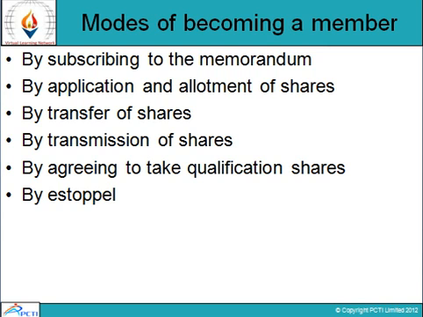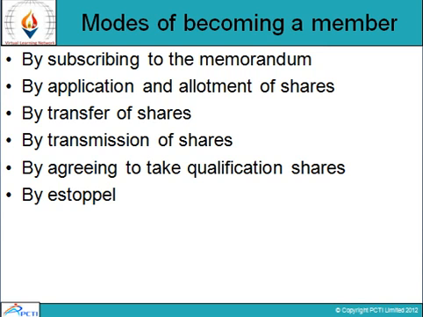Second, by application and allotment of shares. A person who agrees in writing to become a member of the company and whose name is entered in the register of members is also a member of the company. An application for shares is an offer to take shares, and allotment is the acceptance of that offer. The rules regarding offer and acceptance are applicable if a person applied for shares subject to certain conditions. The allotment by the company must be made according to those conditions. Otherwise, the allottee shall not be bound to accept the shares.